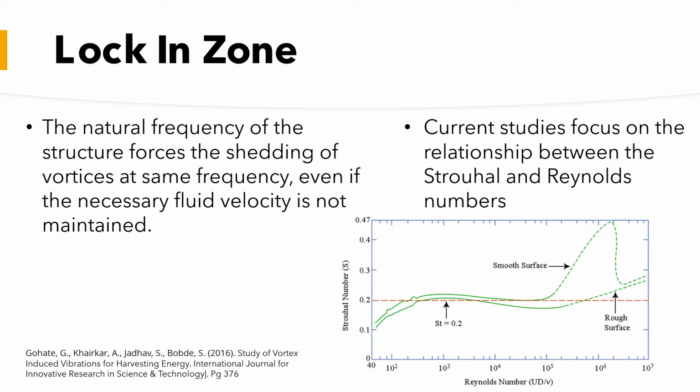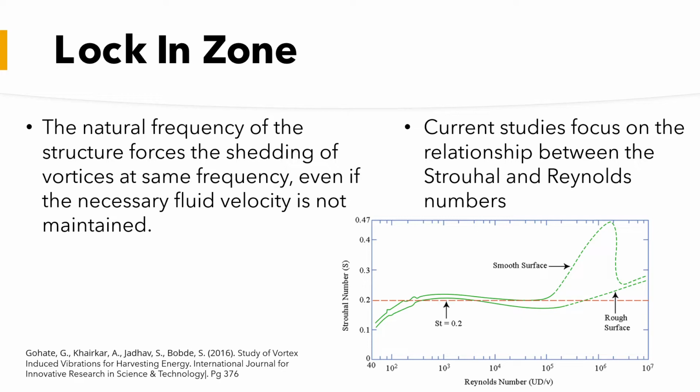While operating at frequencies inside this zone, the structure can force the vortices to be shed at the same period of its own natural frequency, even if the velocity of the fluid force on the structure is not within the range to create the correct frequencies of shedding anymore. Frequencies inside the lock-in zone create the largest oscillation amplitudes due to this force synchronizing.